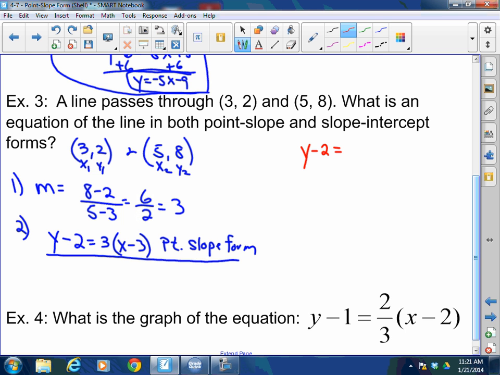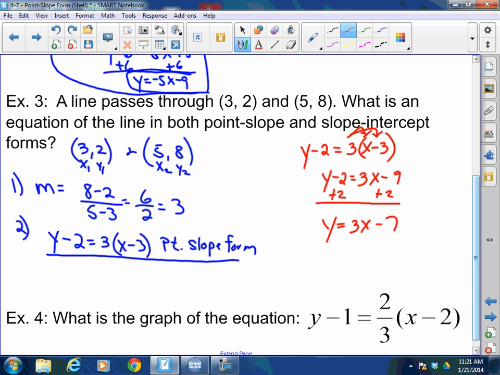Now, I want it in slope intercept form as well. So I have y minus 2 equals 3 times x minus 3. How do I get this into slope intercept form? First distribute. Thank you very much, my brother. y minus 2 equals 3x minus 9. Add 2 to both sides. y equals 3x minus 7. This is the same equation, but in slope intercept form. Does that make sense, gentlemen? You promise? Okay.